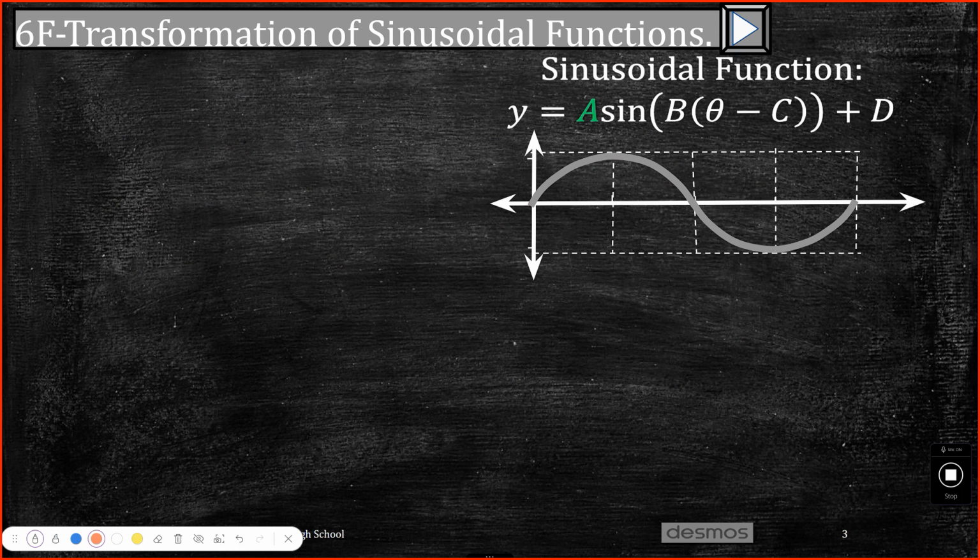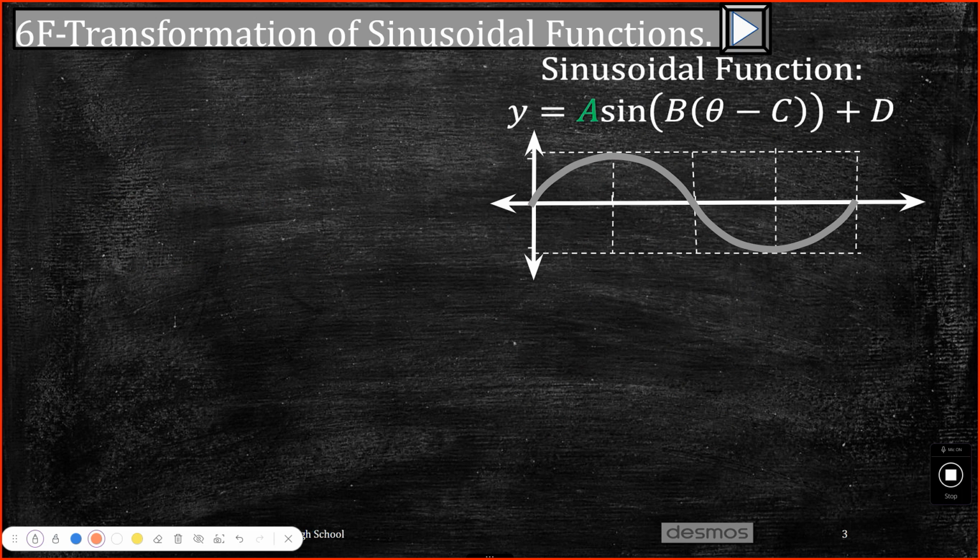A, we said that the A is the vertical stretch. If A is, like we had, A is 3, it would be vertically stretched 3. If A is negative 3, it was vertically stretched 3, and on top of that, it was also reflected about the x-axis.